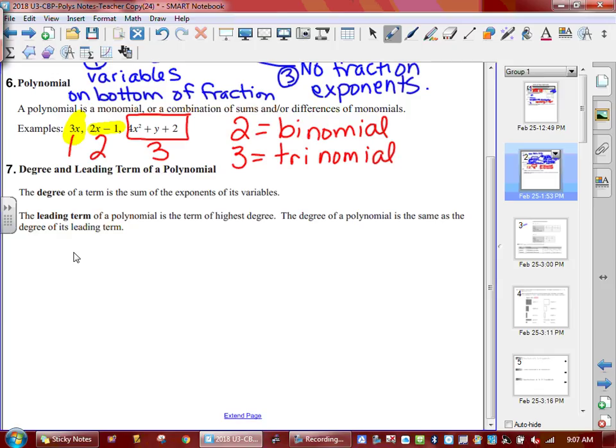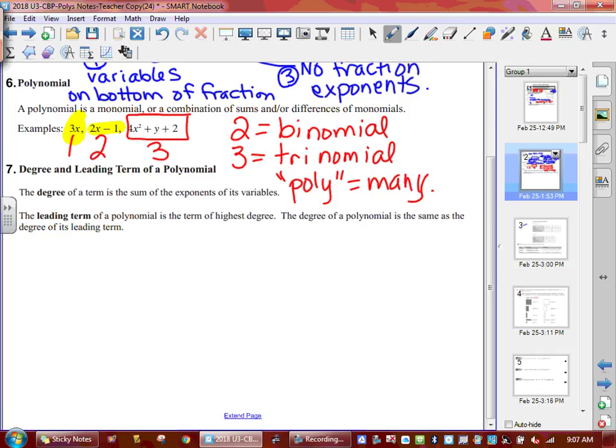So let's say it has 5 terms in it. We could say it is a polynomial, or we could specifically call it a 5-term polynomial. Okay, if it's 4 terms, 4-term polynomial. Or you could just call it a polynomial, because the prefix poly means many. So, however many terms we have, we could talk about, in general, a polynomial.